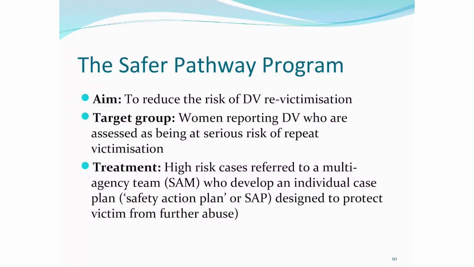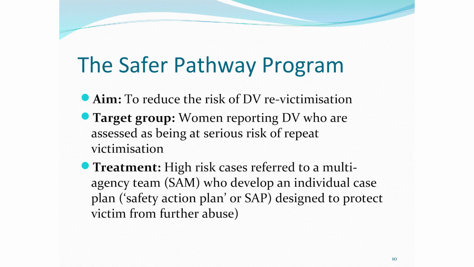Thank you. So the aim here was to reduce the risk of DV re-victimisation. This is really a flagship program in some ways from the state government. The target group were all women reporting domestic violence who are assessed as being at serious risk of repeat victimisation. And the treatment, if you could call it that, or the process, was that high-risk cases, that is to say, people judged to be at serious risk of a repeat victimisation, were referred to a multi-agency team called a Safer Action meeting, not in the presence of the victim, and they would develop an individual case plan which was tailored, or if you like, a safety action plan.